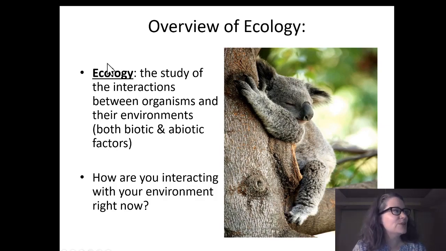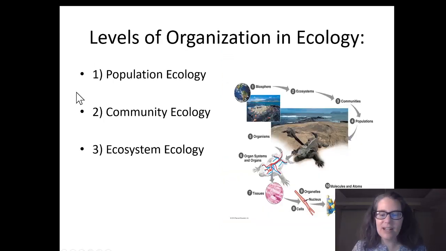Now, if we look at ecology, there are actually three layers of ecology. There is something called population ecology, community ecology, and ecosystem ecology. Today we're going to focus on that top layer, and subsequent lectures will go to community ecology and ecosystem ecology and break them down.